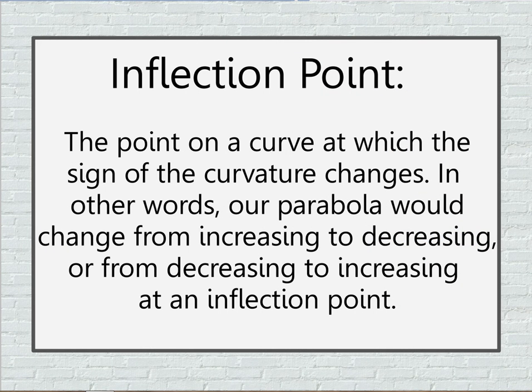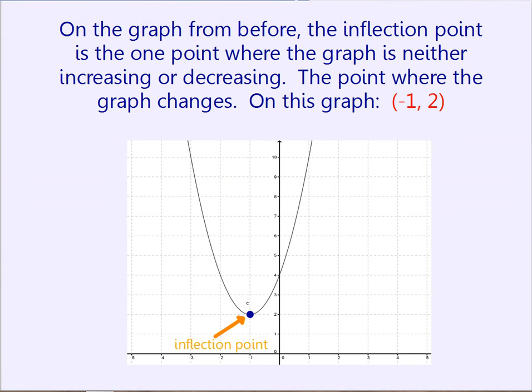Next, let's talk inflection point. An inflection point is a point on a curve at which the sign of the curvature changes. Now that means that the parabola changes from increasing to decreasing, or it turns and changes from decreasing to increasing. The point where it turns is called the inflection point. So on the graph that we were looking at before, this bottom or minimum point is the inflection point. That's where we change from decreasing to increasing.